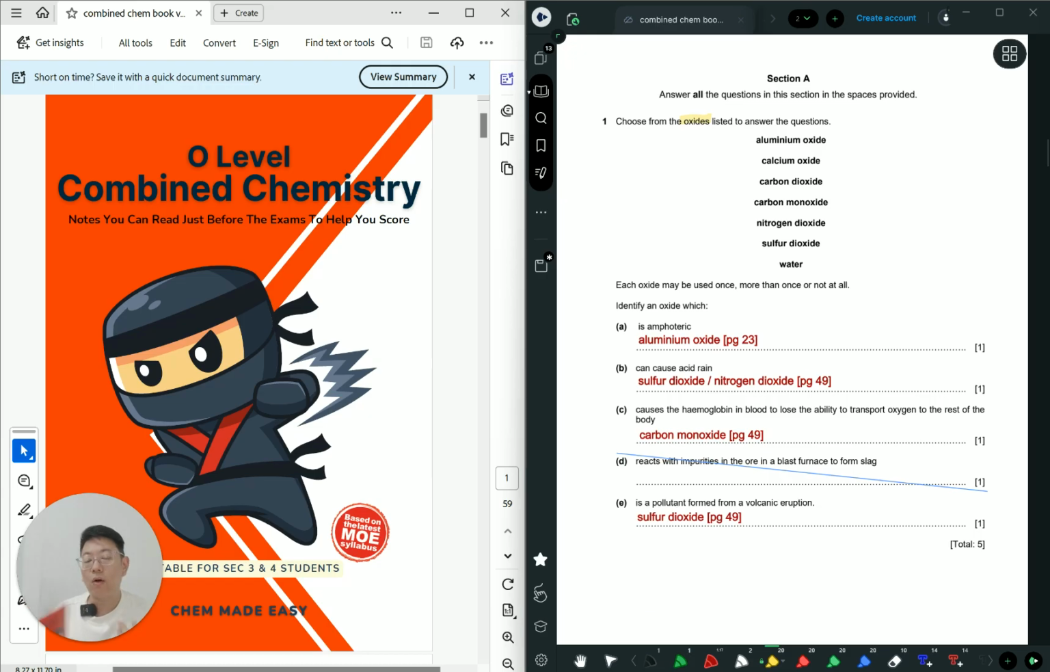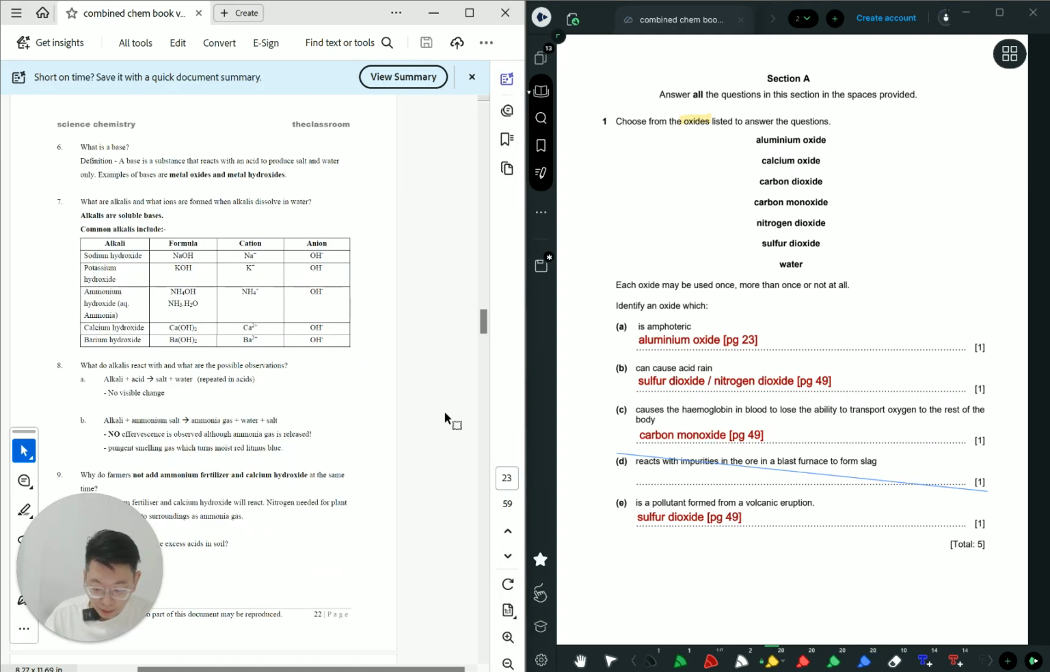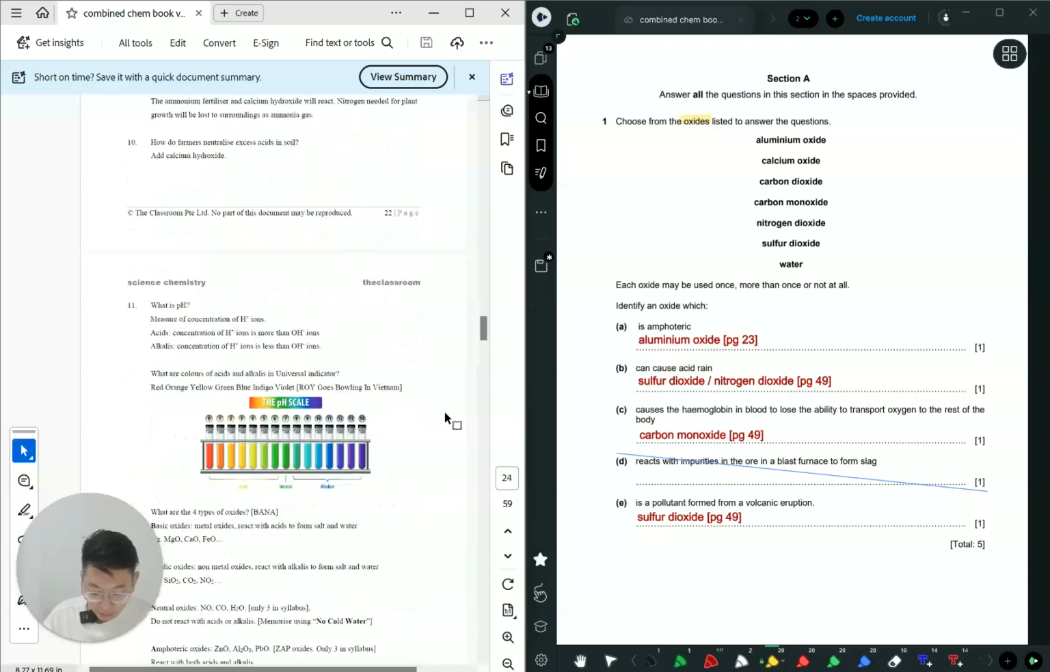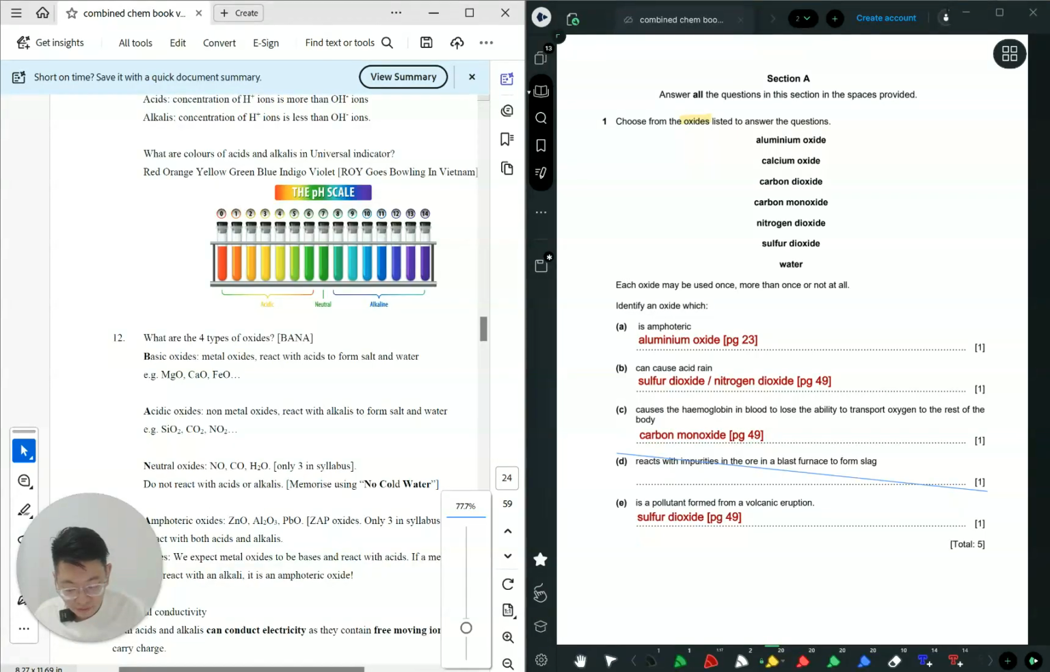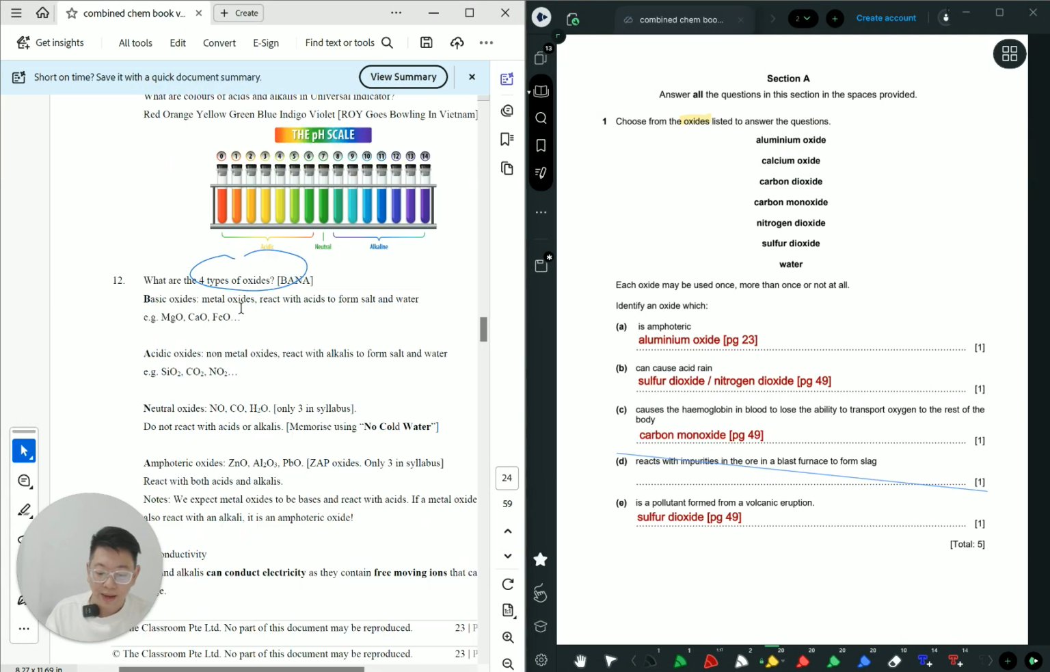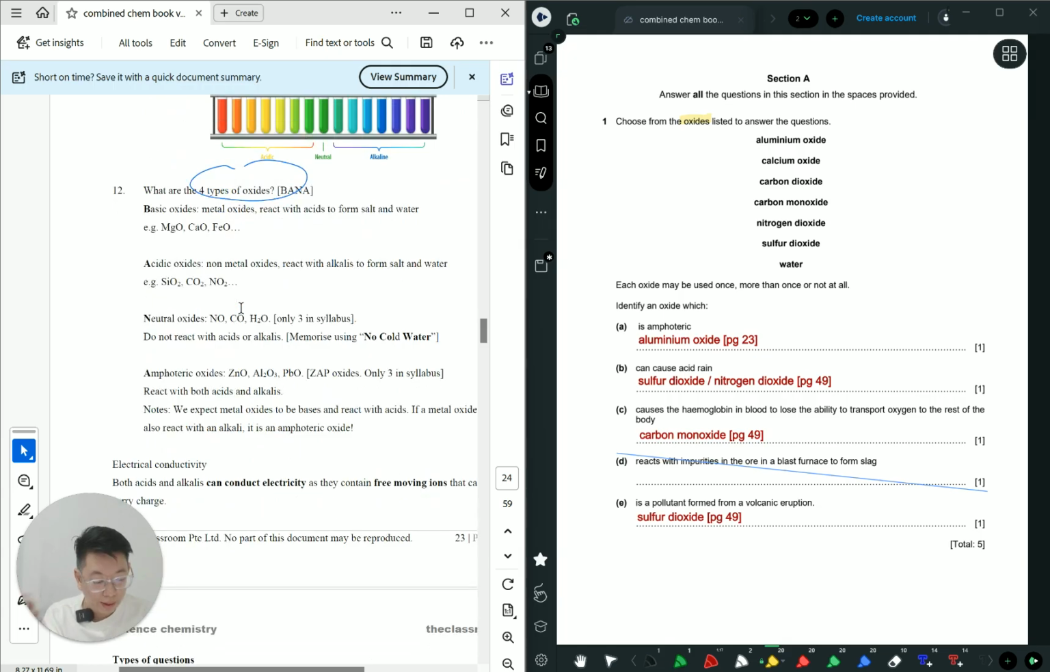Now, hopefully you recognize that oxides come from the chapter on acids. So I will very quickly turn to the chapter on acids, and that's on page 23. Here are the 4 types of oxides. I'm not sure if you can see because I know it's a bit small, let me try and make it a bit bigger. But 4 types of oxides: basic, acidic, neutral, amphoteric. And they ask you here, what is an amphoteric oxide? If you look at amphoteric oxides, you have zinc, aluminum, lead. So you look for whatever is given in the list. And here you have aluminum, and that gives you your first 1 mark.